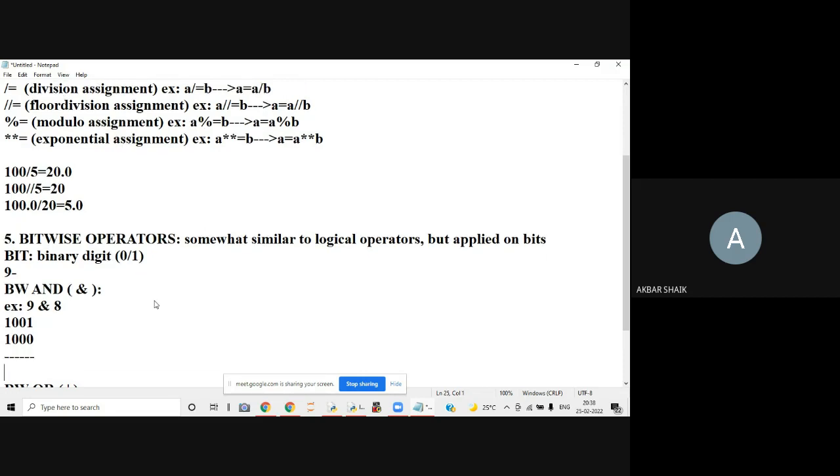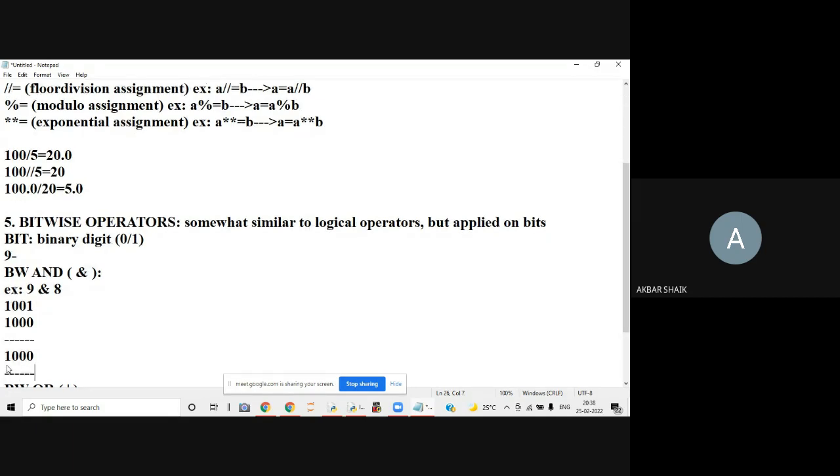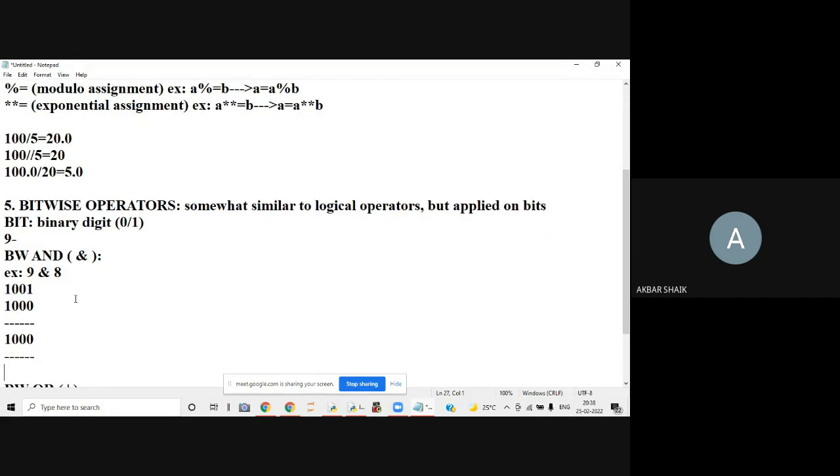So all of you remember, I think, logical AND. What is logical AND? If both are true, then only true. Here also, in bitwise AND, true means 1 and false means 0. If both are 1, then only 1. So here both are 1, then we get 1, and then 0, 0, 0. So this is the output for bitwise AND of 9 and 8.